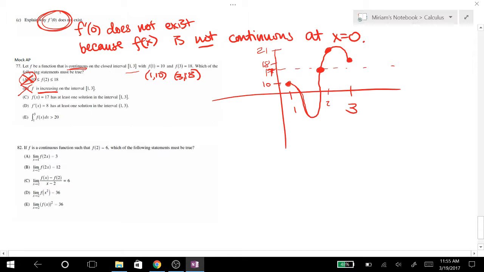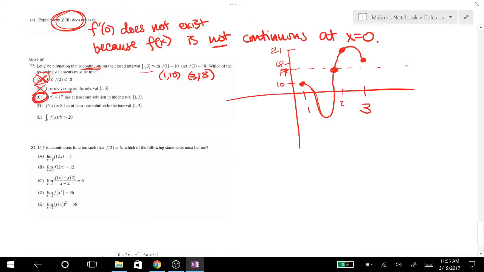No matter what I do, I can make a bunch of graphs, and there's no graph that I can get that doesn't cross 17. So this has to be true. C has to be true. So that is the answer.